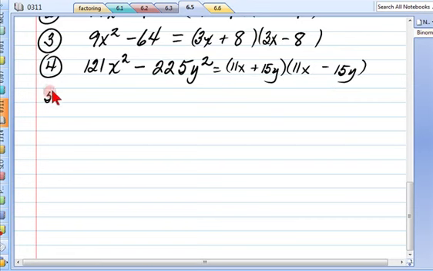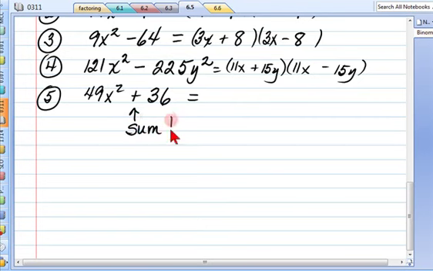All right, number 5. I have 49x squared plus 36. All right, there's no common factor. Is this the difference of squares? It's the sum of squares. The sum of squares is prime. In MyMathLab, you would just put a P. So the sum of squares is prime.